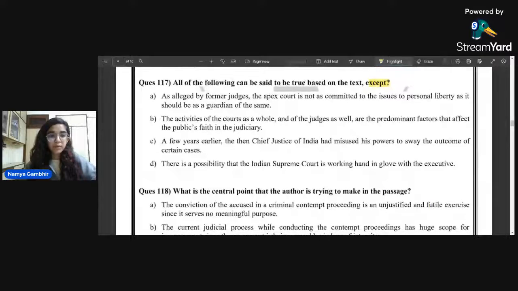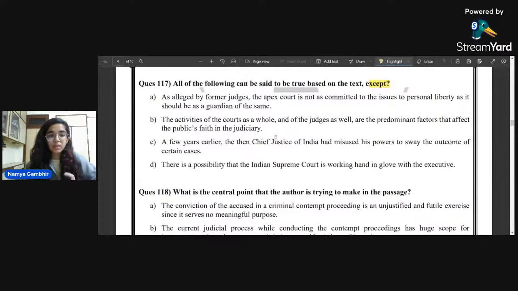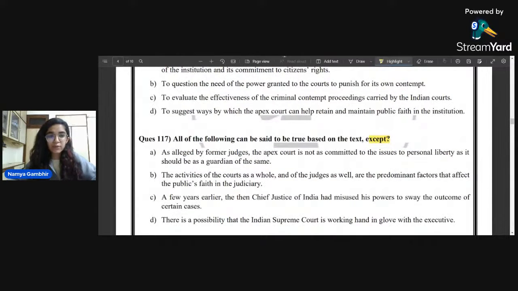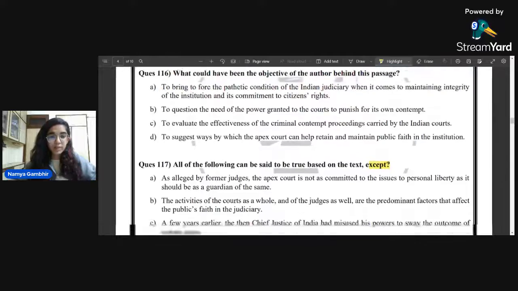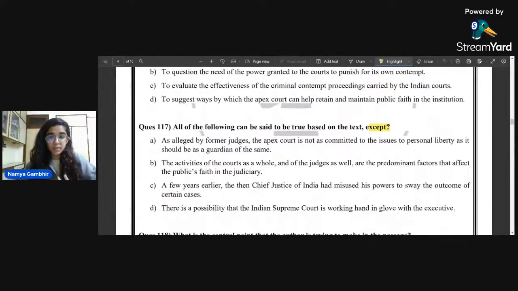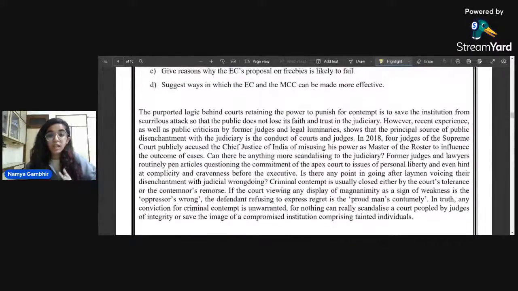Third says a few years earlier, the then CJI had misused its power to sway the outcome of certain cases. Now, this option, if you just take a glance over it, you may say that it's true. But the catch over here is that when the author has mentioned the CJI misusing its power, it has been used as an allegation.